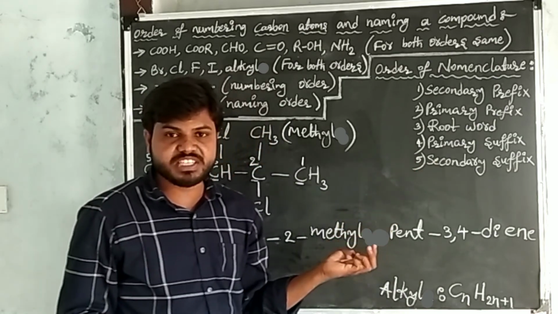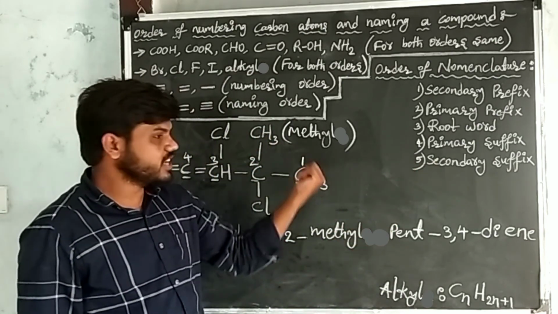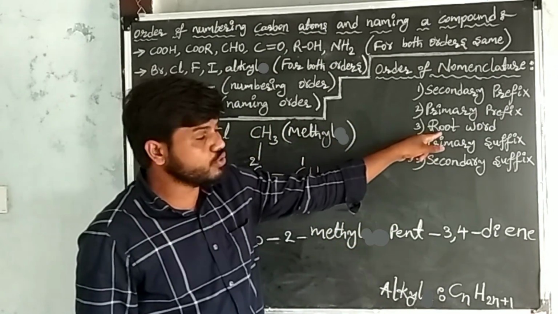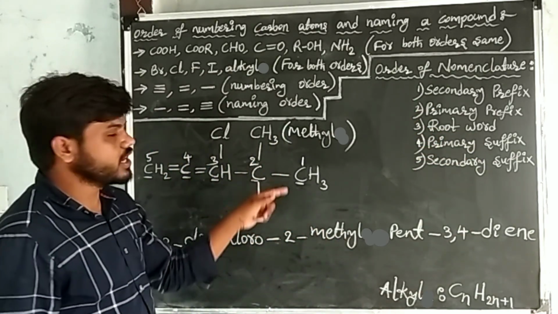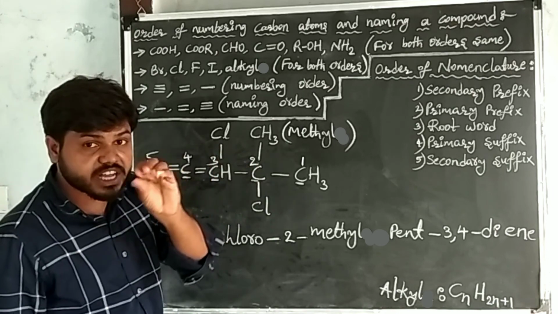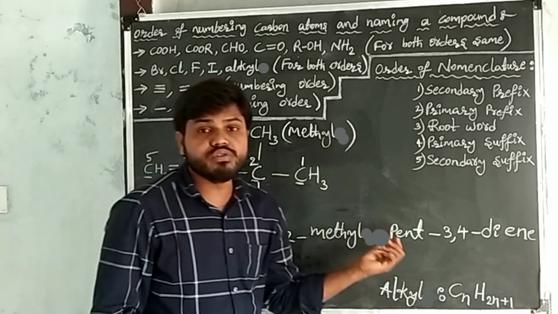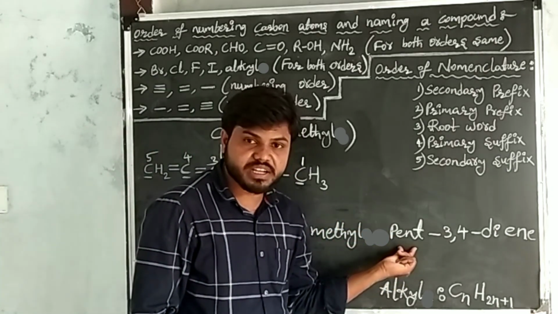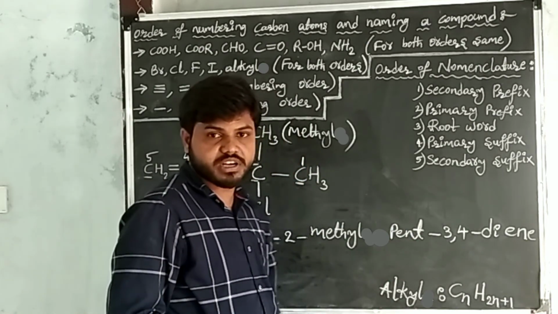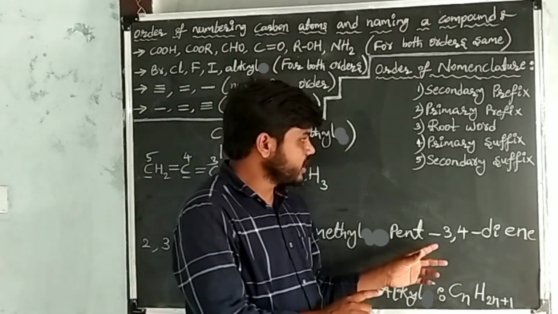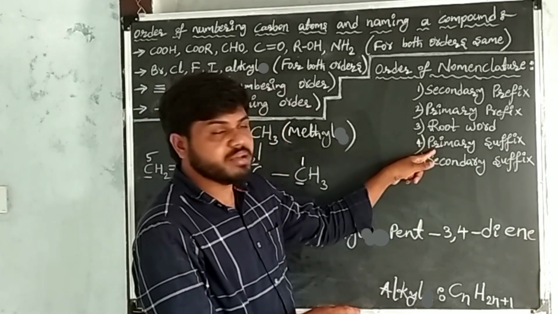Here the primary prefix is cyclic. Cyclic is not there in the given compound. Then go to the root word, which means the number of carbon atoms in the given compound. There are 5 carbon atoms, so the root word of 5 carbon atoms is pent. I wrote pent. Then go to the primary suffix.